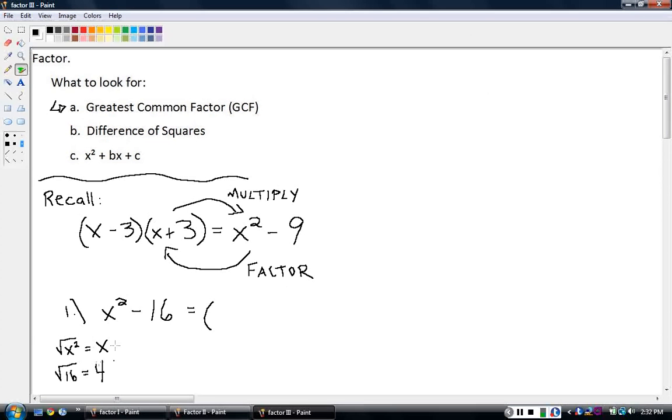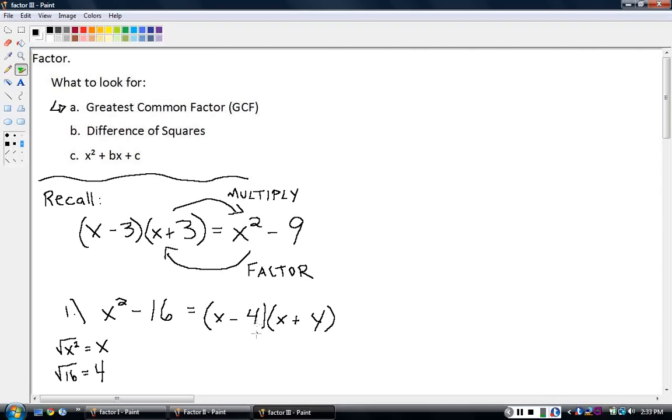You take the square root of the first guy, it's going to go here and here. It's always going to be the product of two binomials. And then you take the square root of the second guy, the 16, which is 4, and that goes here and here. And then one gets a minus, one gets a plus. That's it. You don't really have to do any work.